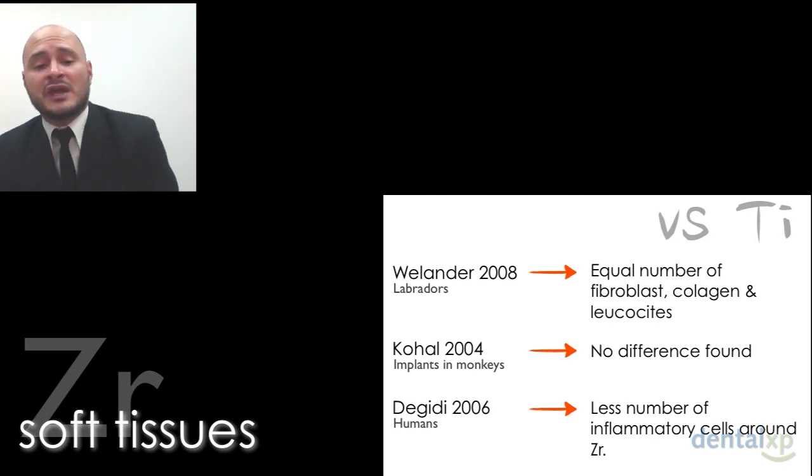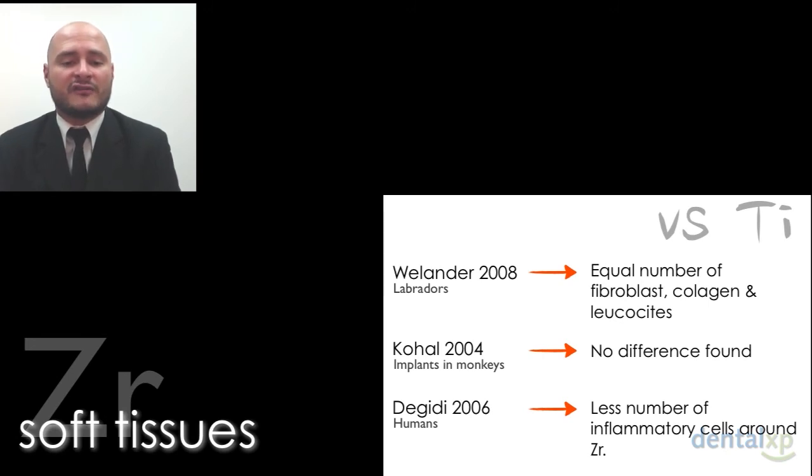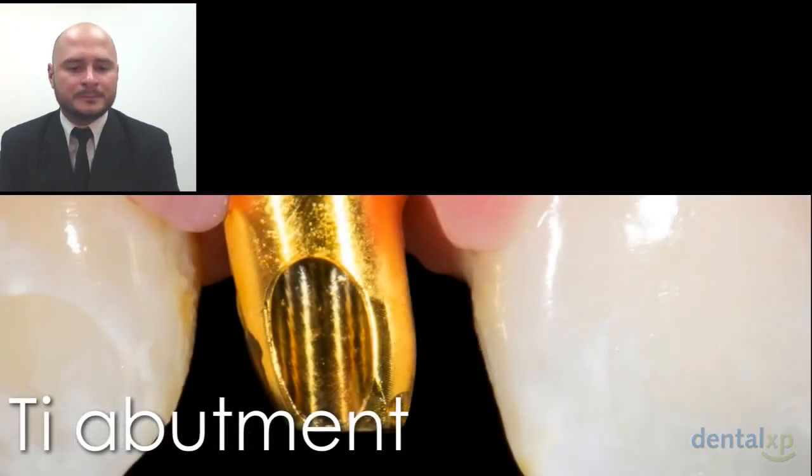Many studies have been made in which they had compared zirconia versus titanium to see the amount of insertion or the amount of collagen fibers attaching to this type of materials, and they have not found difference between any of them. It's very rare to have studies among humans. In 2006, the GD, which is one of those few studies, found that there's less number of inflammatory cells around zirconia than titanium, probably because it's a little bit more polished. Other studies like Kohal in 2004 in monkeys found no difference, and Werlander in 2008 found no difference as well.